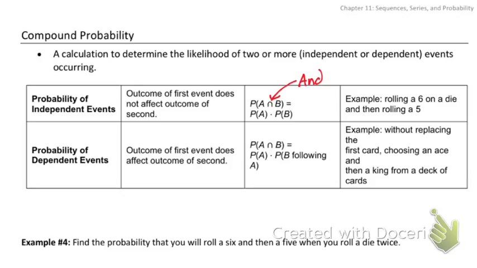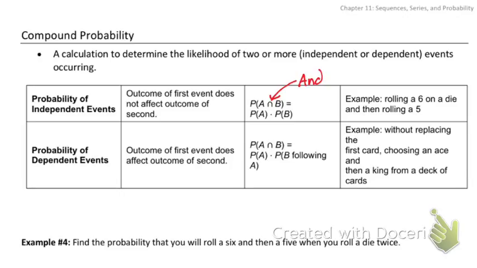Dependent. If independent is where they don't affect each other, dependent must be where they actually affect each other. So the outcome of the first event does affect the outcome of the second. My example was, without replacing the first card, choosing an ace and then choosing a king from a deck of cards. So I have a pack of cards right here. Picture it in my hand. And I say, Ahmed, pick a card. And he picks an ace. What did you get? An ace. He's not going to replace it.